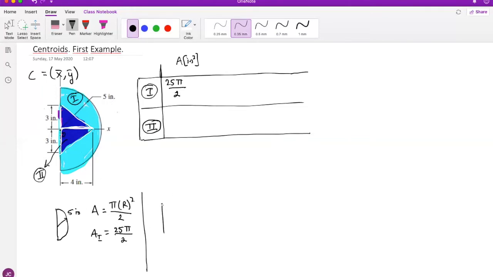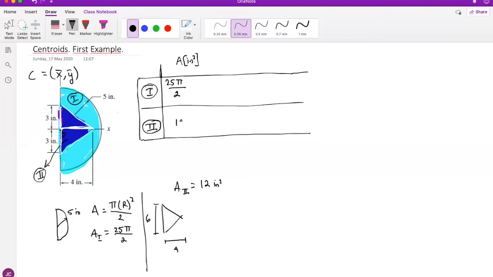2 is a triangle like this one. I have the base and I have the height. This one is 6 and this one is 4 inches. So what about it? Well, the area of 2 is going to be base times height divided by 2. Therefore, this is 12 inches squared.